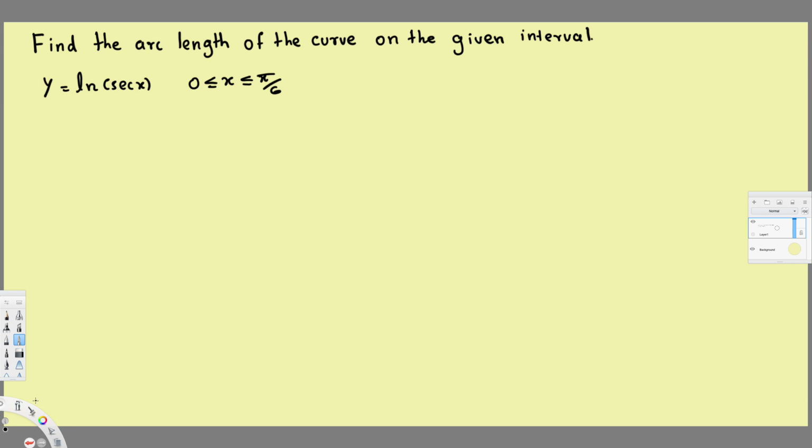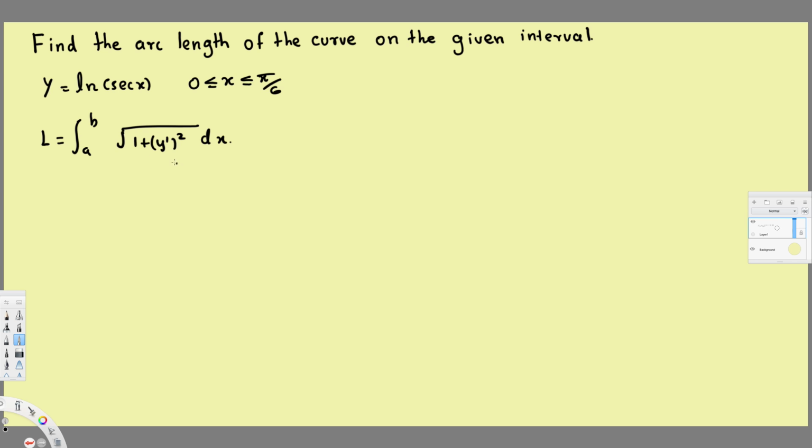The question is asking us to find the arc length of the curve on the given interval. So we have this expression right here. Let's see how we can find the arc length of this curve. The first thing is we have to know the equation of the length. The equation of the length is the integral from a to b of the square root of 1 plus y prime squared dx. This is the equation we are going to use to find the length of this curve. So let's apply this one.